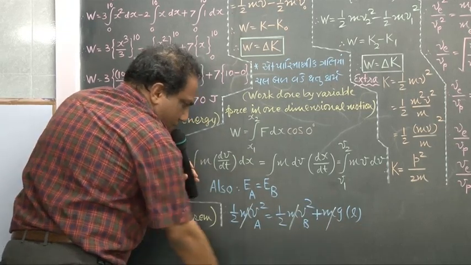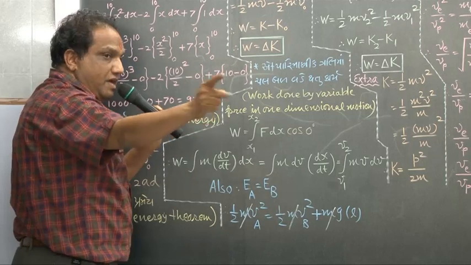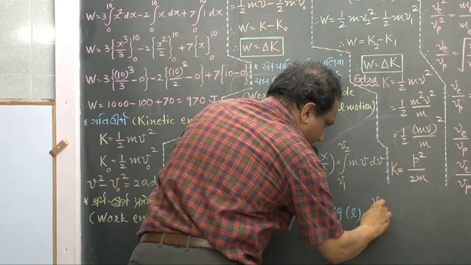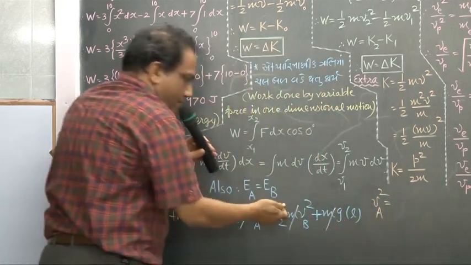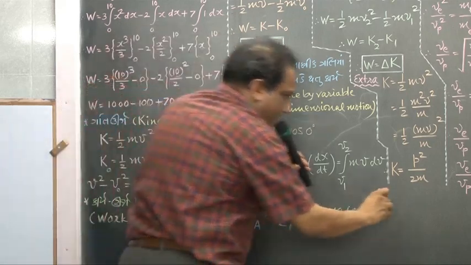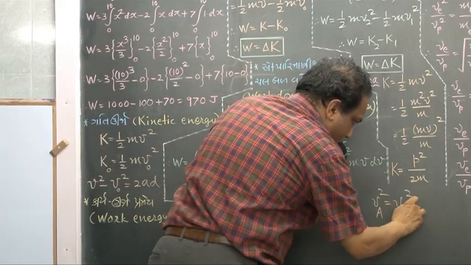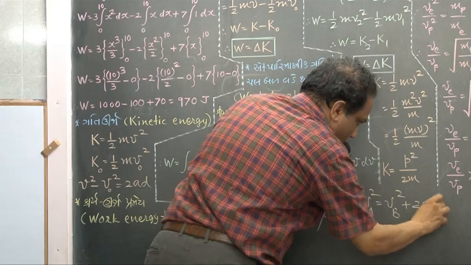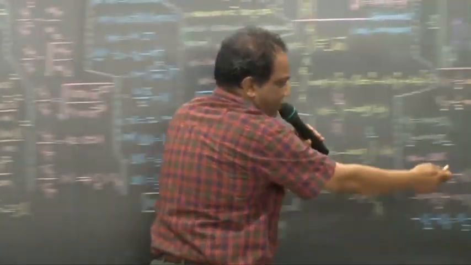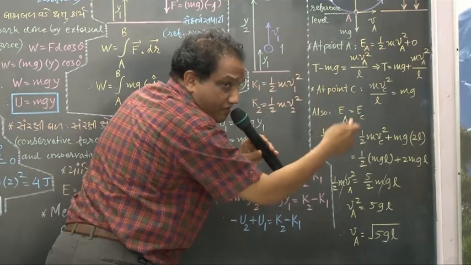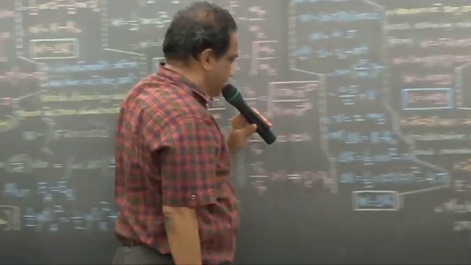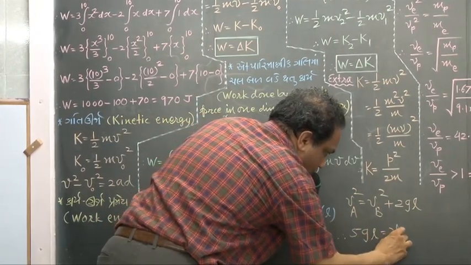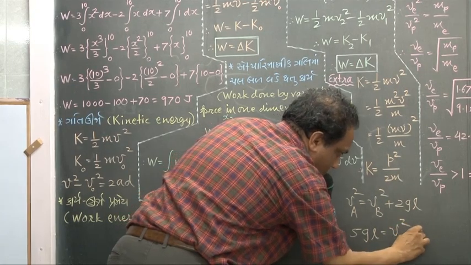M will get cancelled. Now multiply each term by 2. So here, va square equals, multiply by 2 here, so 2 will cancel, vb square, and when you multiply by 2 here, it is 2gl. What is va square? Just now you got va square, I'm asking va square. It is 5gl. So this va square is 5gl, that equals to vb square plus 2gl.